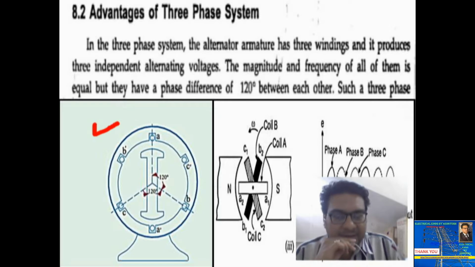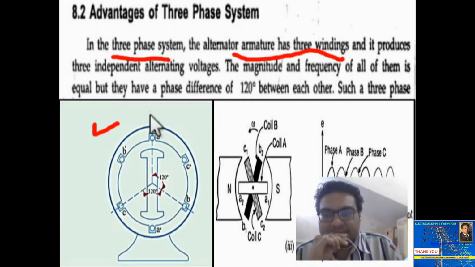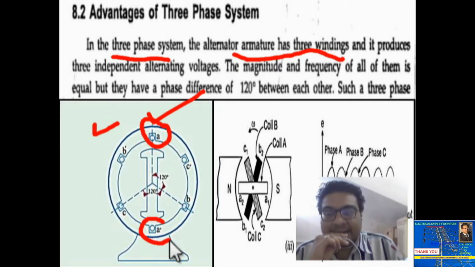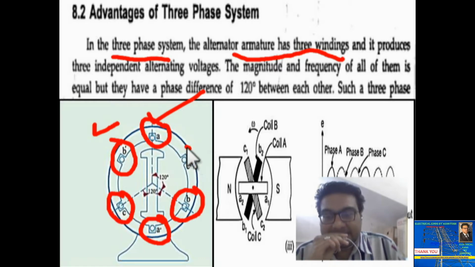There will be 3 coils. You can see in a 3-phase system, the alternator armature has 3 windings. This is A winding, A coil, with terminals A and A dash. Then comes B, after a 120-degree phase difference, with B as the first terminal and B dash as the other terminal of the same coil. The third coil or winding is C and C dash.